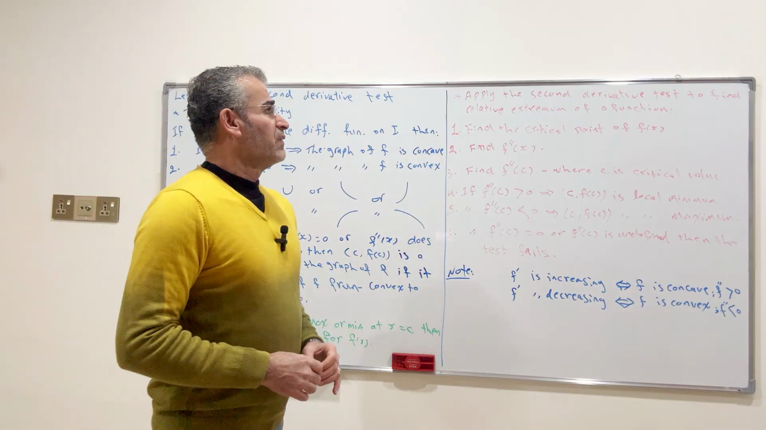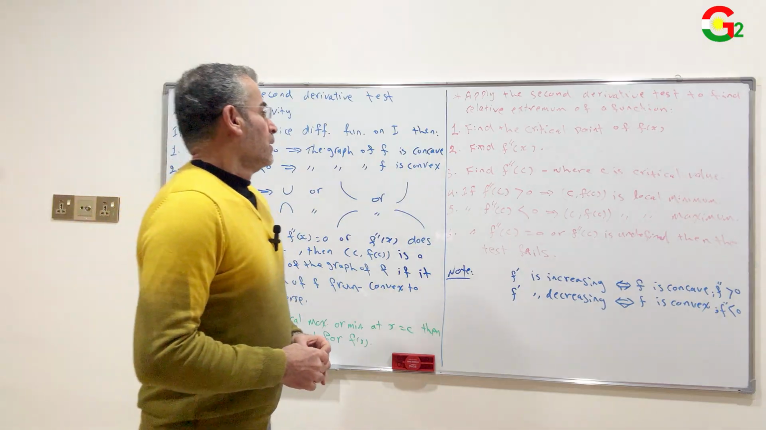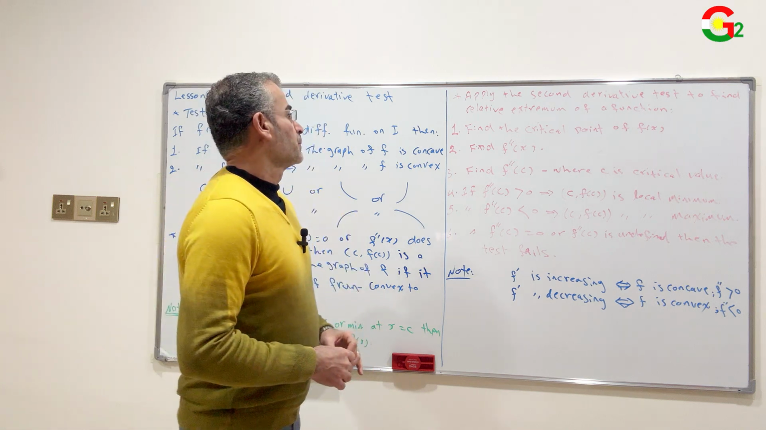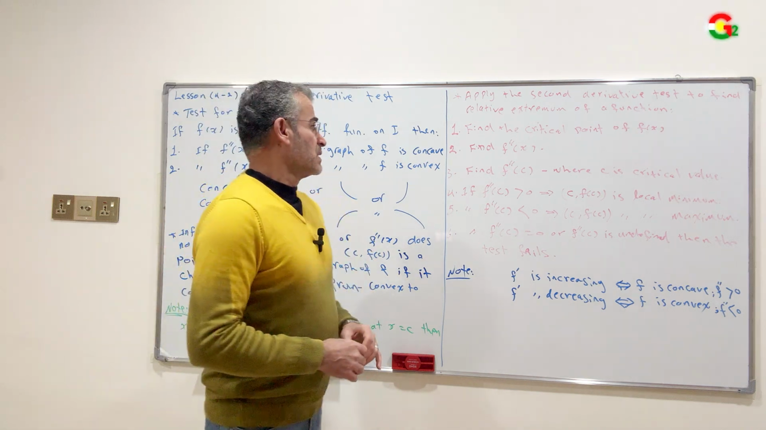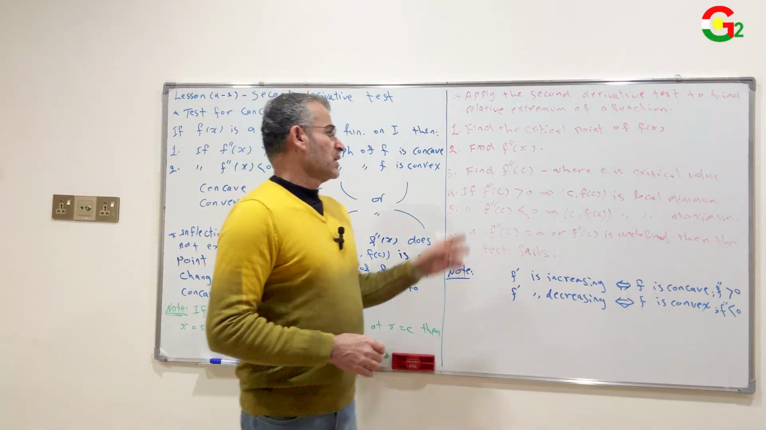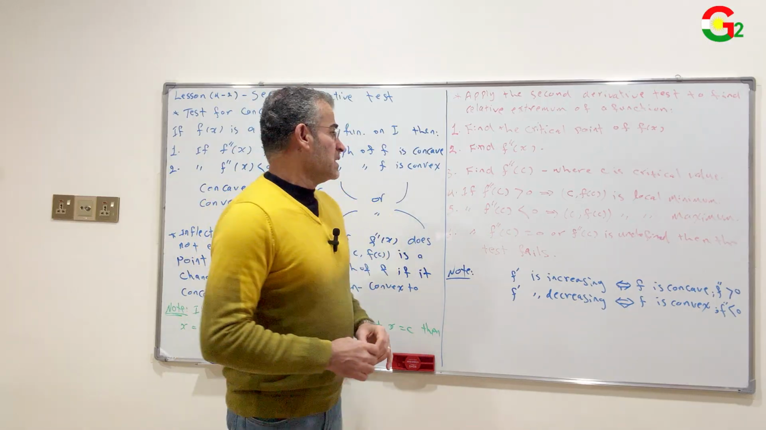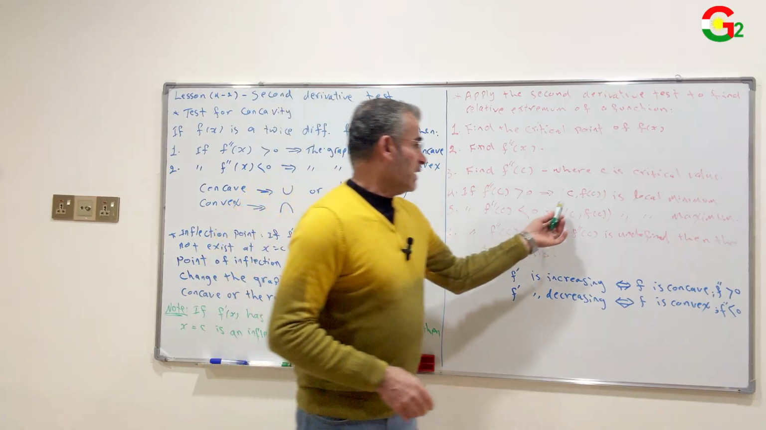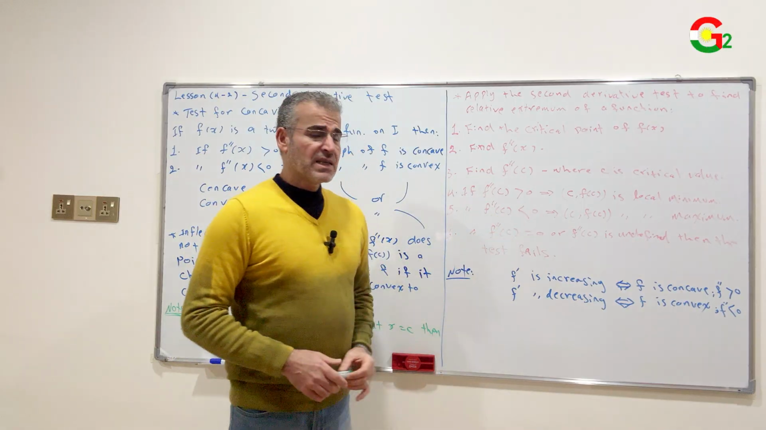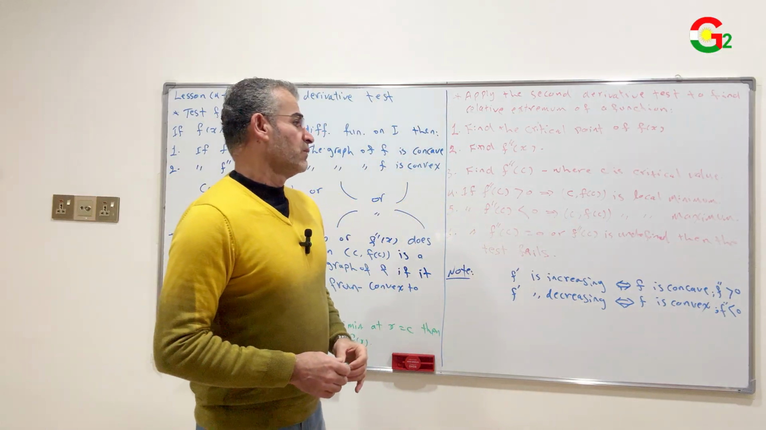How to apply the second derivative test to find relative extremum of a function? Follow these 6 steps. Find the critical point of f of x. Find f double prime of x, the second derivative. Find f double prime of c, the second derivative at the critical point. If f double prime of c is greater than 0, then f of c is a local minimum point for f of x. If f double prime of c is less than 0, negative, then f of c is a local maximum point for f of x.